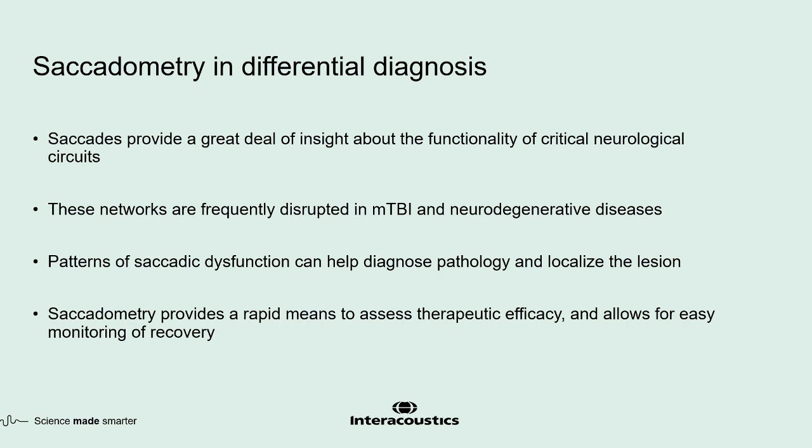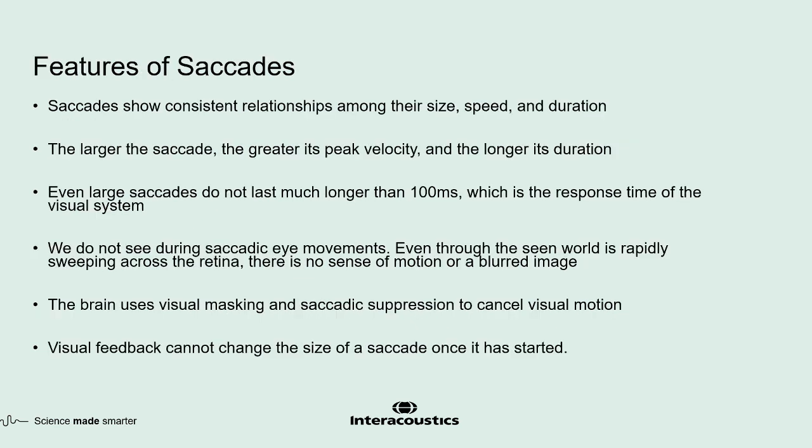Again, saccades are fast visual jumps from target to target, shifting gaze, shifting the fovea from one aspect of attention to another aspect. Now, a saccade is a very well stereotyped and well understood mechanism. Saccades show consistent relationships among their size, speed, and duration. The larger a saccade is, the greater its peak velocity and the longer its duration. And even very, very large saccades are extremely fast events. They don't last much longer than about 100 milliseconds, which is the response time of the visual system.